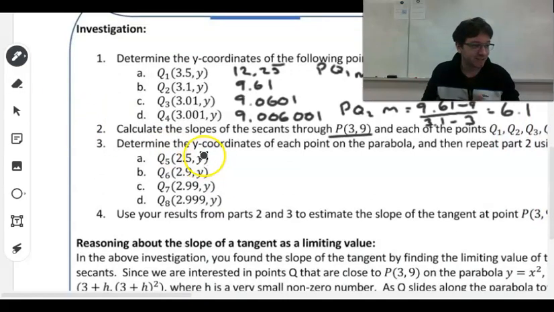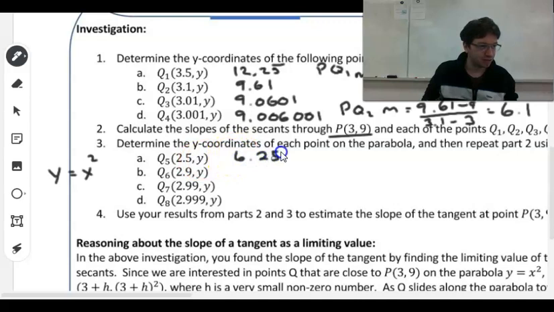If you do that, first you need to find the y-coordinate. So 2.5 squared, since our graph is still y equals x squared. That's the graph we're analyzing. So our y-coordinate at the x-coordinate 2.5 would be 6.25. 2.9 squared would be 8.41. 2.99 squared, again keeping all the digits on your calculator, is 8.9401. And 2.999 squared would be 8.994001.